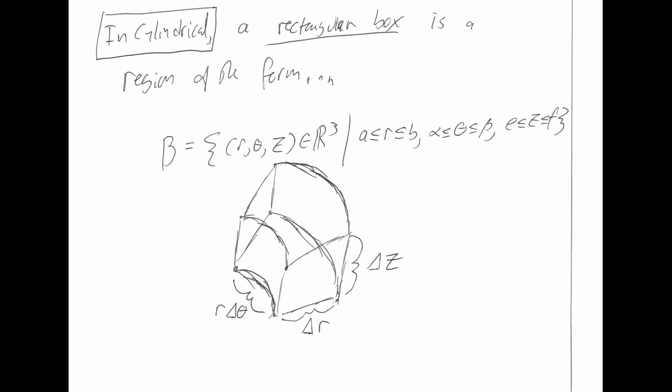So this is what a rectangular box looks like. There are more versions of this. You can make them look slightly different. If I let alpha and beta be 0 and 2 pi, for instance, I can have full circular symmetry in such a rectangular box in cylindrical coordinates. If I let little a be 0, I can pull this all the way back to the origin, and I would have sort of a wedge-shaped slice here that we were looking at. But this is one version of what rectangular boxes look like geometrically.